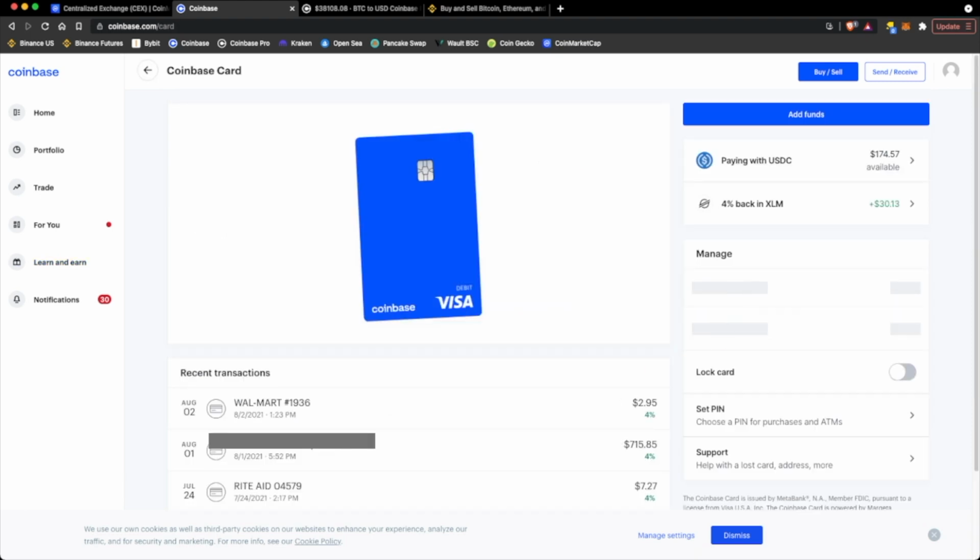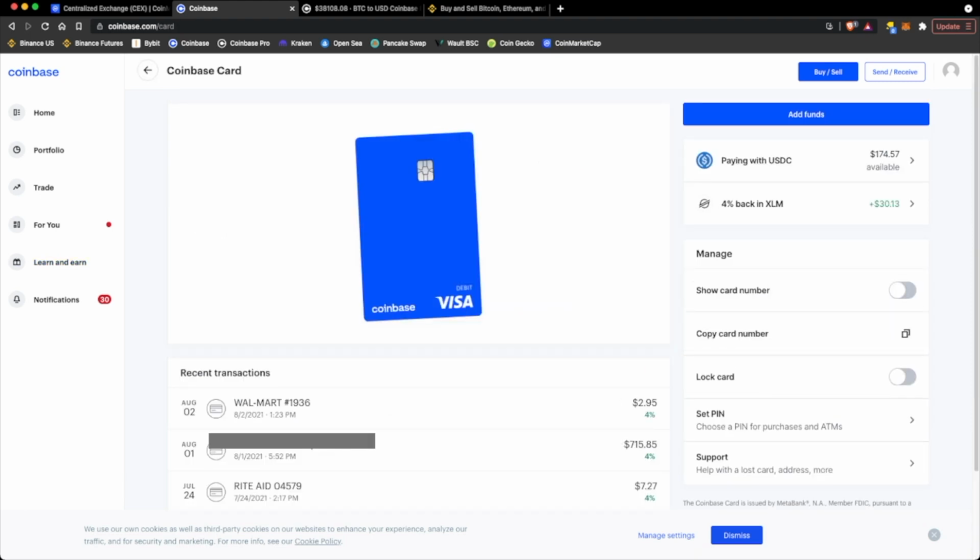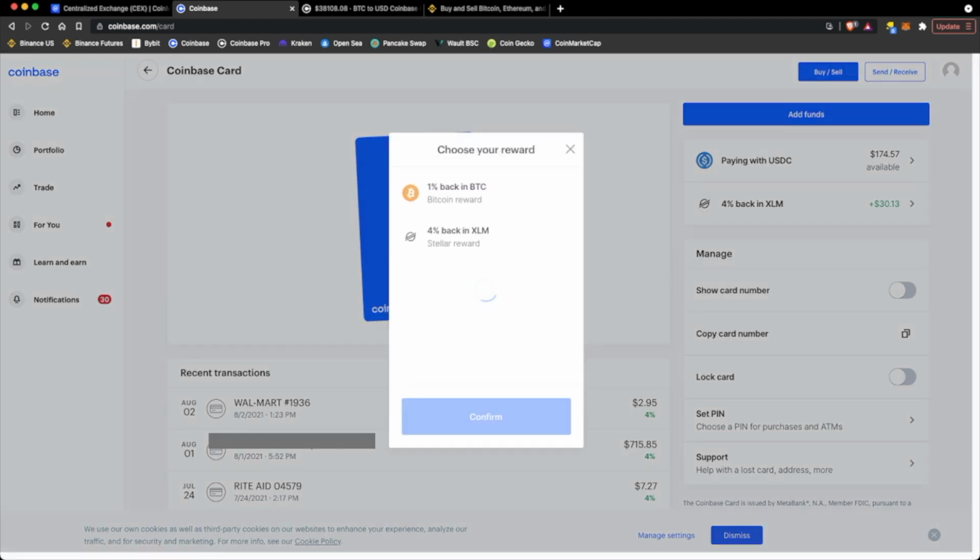The last thing that we see here is the Coinbase card. This is a preloaded debit card that any Coinbase user can apply for. There's no credit check required because it is a debit card. And what it does is it allows you to pay for products using USDC, which is a stable coin that always trades at $1. And what you can do is you can earn rewards back in either XLM or Bitcoin. So you can earn 1% back in Bitcoin or 4% back in XLM.